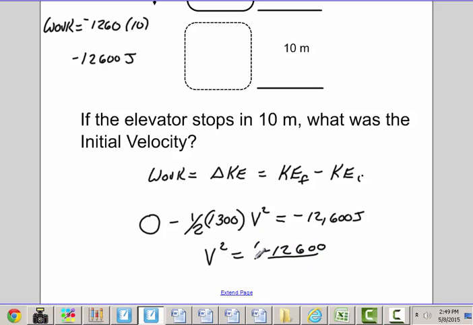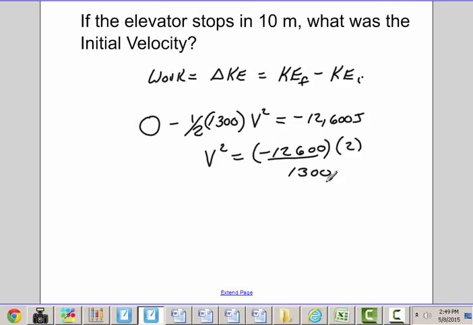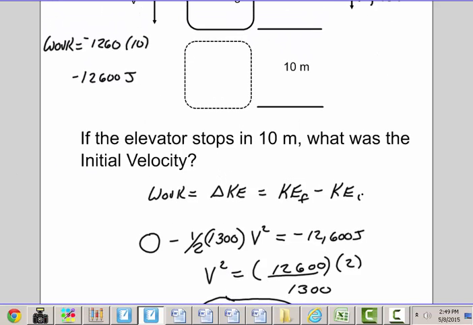Here's what I'm gonna do, and you tell me if you agree with this, Jessica. I'm moving this by 2, and then put 1300 down here, and then do all that, and the negatives will cancel out, right? So velocity is 4.4 meters per second initial. Does that make sense? That means your initial velocity. The question was, what's your initial velocity? Why is the work negative? Because it's slowing it down.